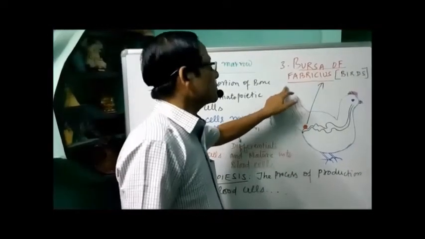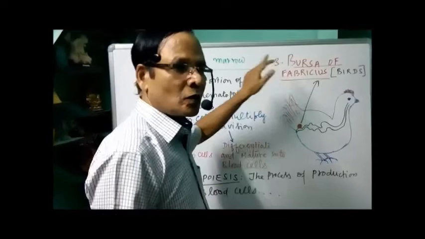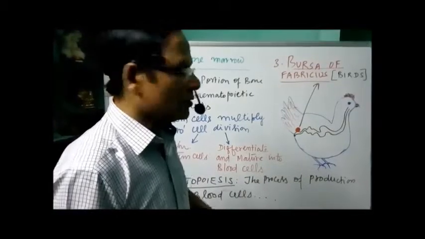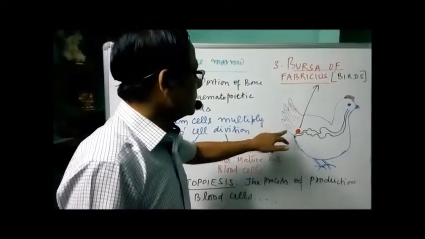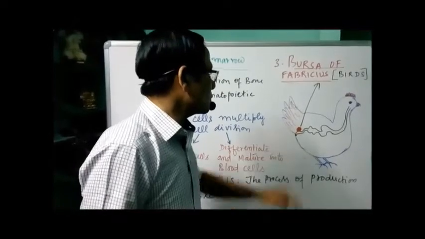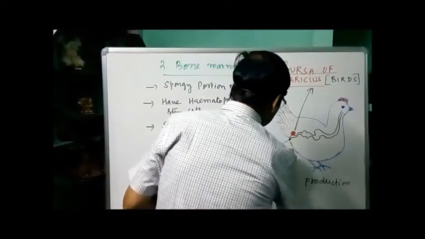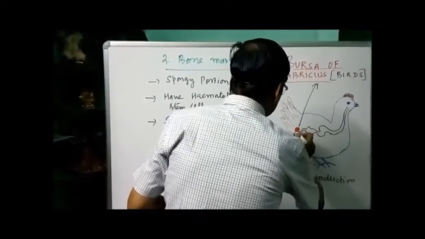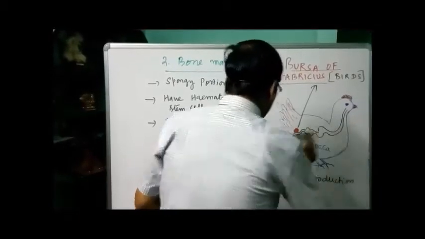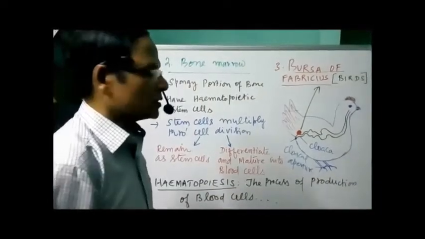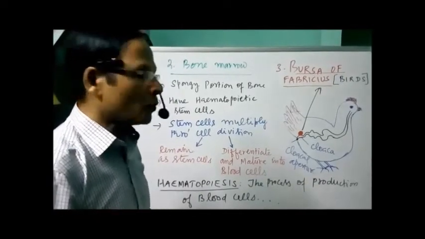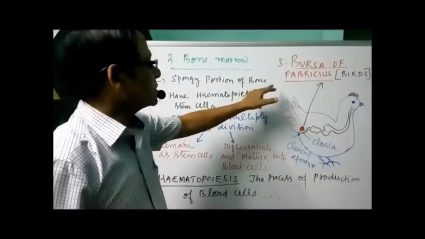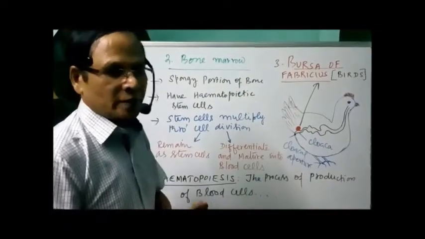Now another primary lymphoid organ, not in humans but in the case of birds, is the bursa of Fabricius. It is normally present in birds, on the dorsal side of the cloaca. The cloaca is the region into which the reproductive tract, the urinary tract and the digestive tract open, and it opens outside through the cloacal aperture. Now this bursa is present on the dorsal side of the cloaca.